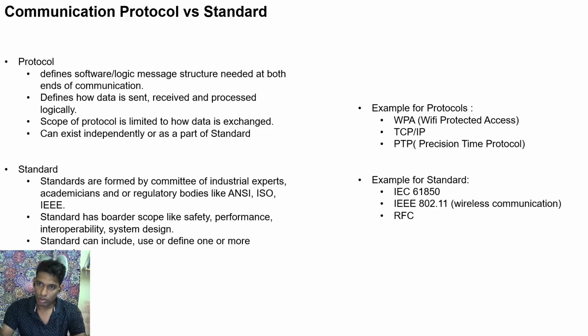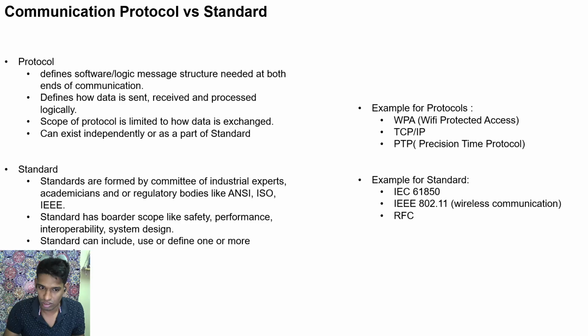Whereas a standard has a broader scope. A standard is like a committee that sits together. The committee consists of industrial experts, maybe regulatory organizations, or maybe some OEM manufacturers who come together and say that we are all manufacturing devices, so the devices need to have some safety standards. We are having some safety design constraints. We are having some performance constraints, and the devices need to operate with each other. So we are having some standards that everyone will follow, so that all these constraints are met. That is what a standard is.